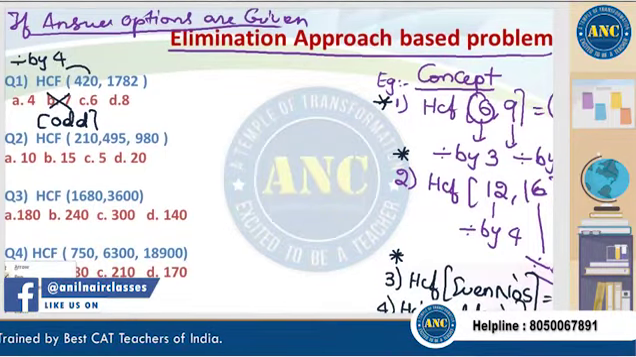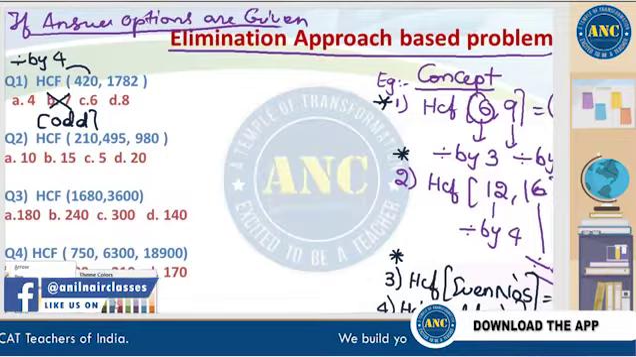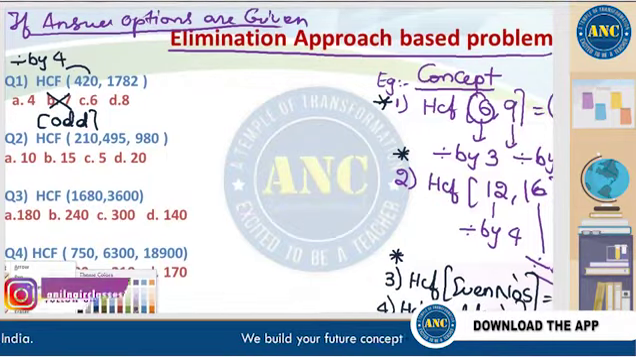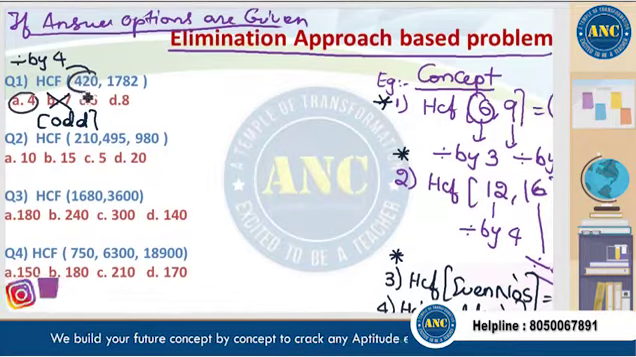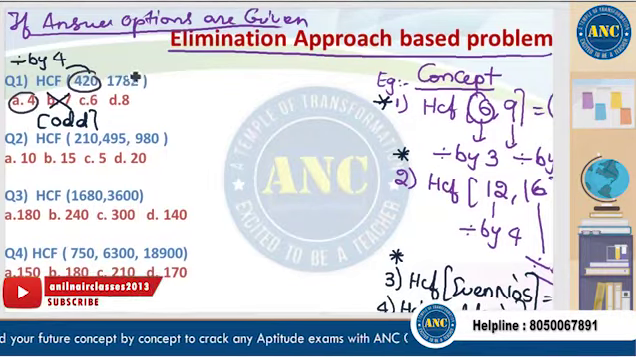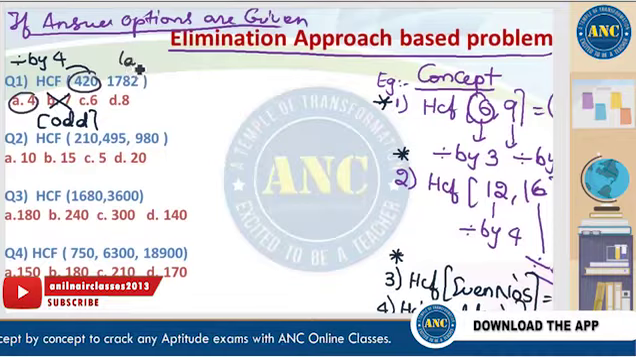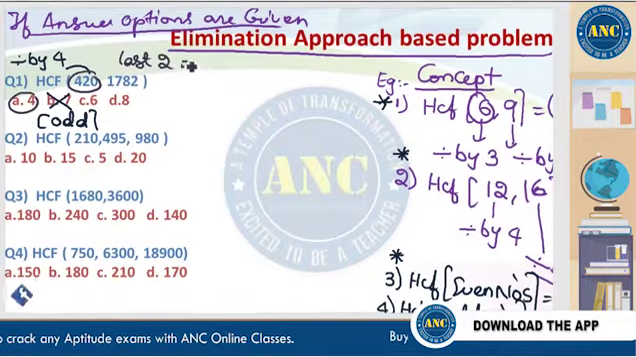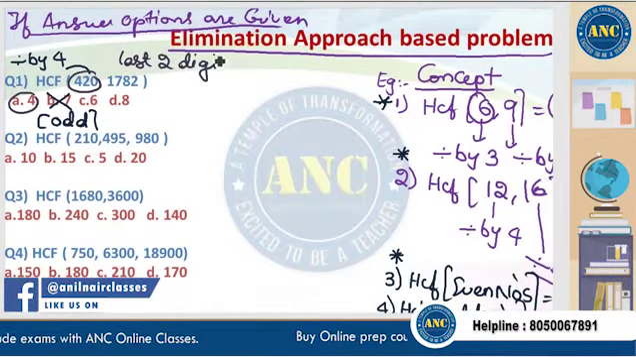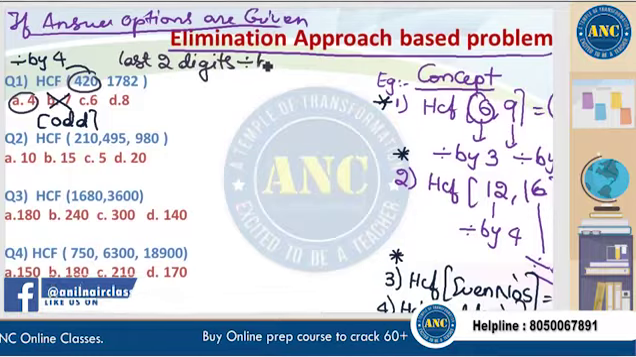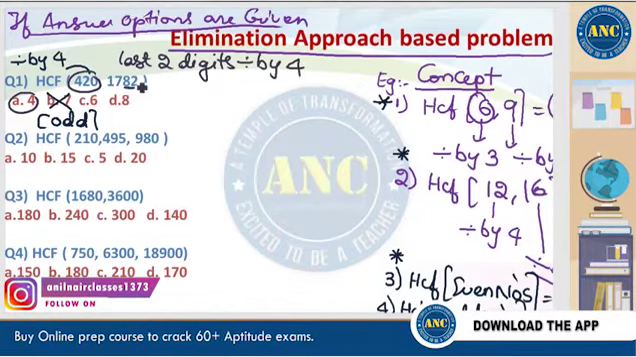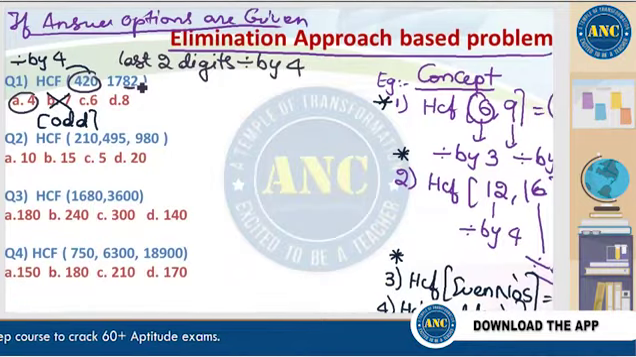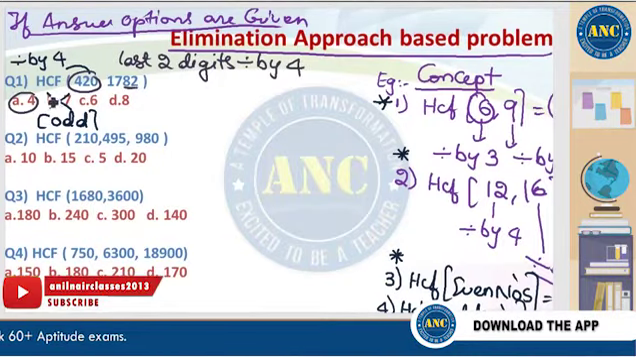Suppose I take option 1, which is 4. 4 is divisible by 4 and 420 is divisible by 4. But what is the divisibility rule of 4? The last two digits should be divisible by 4. For 1782, the last two digits are 82, and 82 is not divisible by 4.